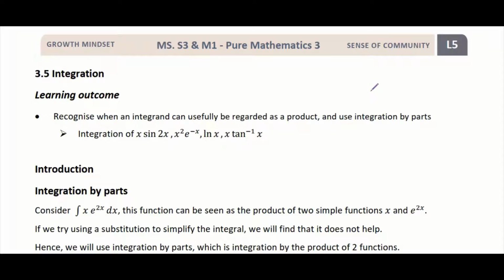Alright, hi everyone. Welcome to the fifth lesson and also the last lesson for our topic 5, integration. For today's lesson, we are going to look at the last integration technique, which is called integration by parts. It might get a little bit tricky at first when we start to learn the formula, but as you continue to practice and get the idea of how the formula works, it will be totally fine after that.